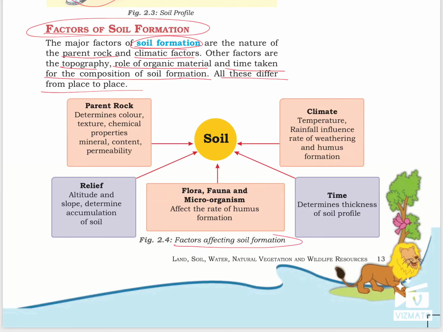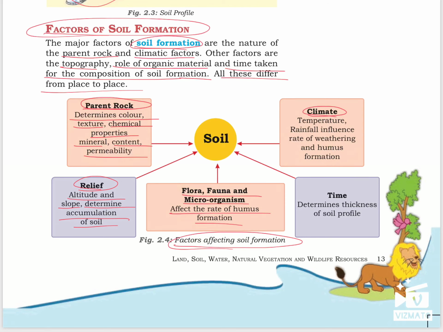Here you can see the factors affecting soil formation. First is parent rock, which determines the color, texture, chemical properties, mineral content, and permeability. Next, coming to relief. This refers to altitude and slope, which determine accumulation of soil. Next, we have flora, fauna and microorganisms, which affect the rate of humus formation.